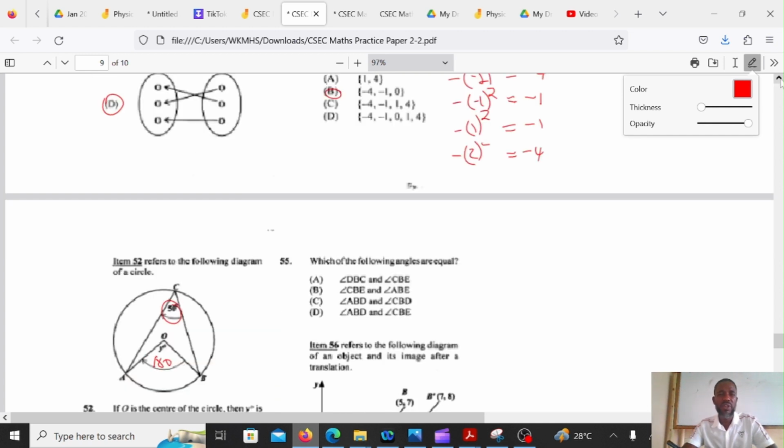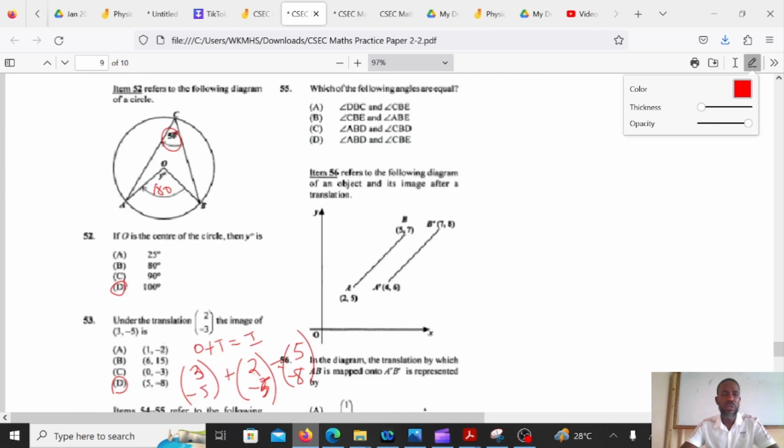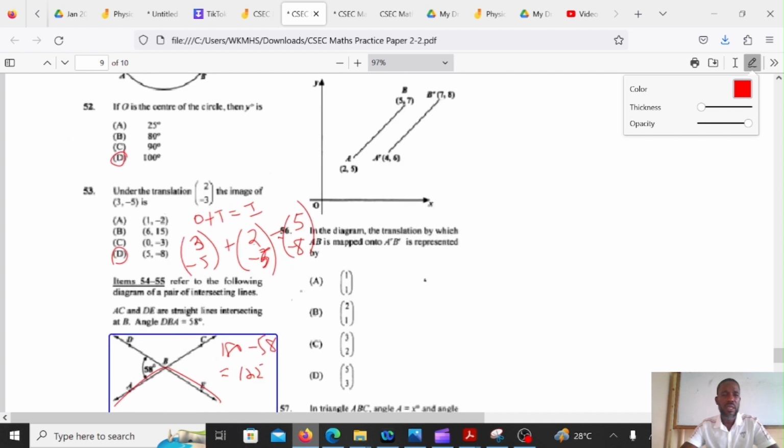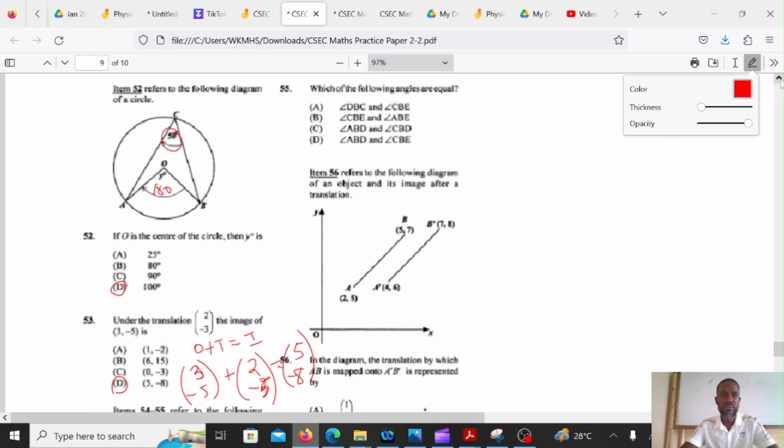Which one of the following angles are equal? Alright, and still referring to the diagram below, we want to know which one of the angles are equal. ABD is equal to CBE. So our answer here is D.